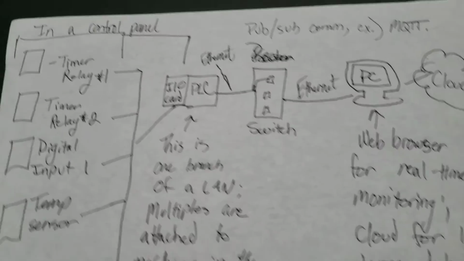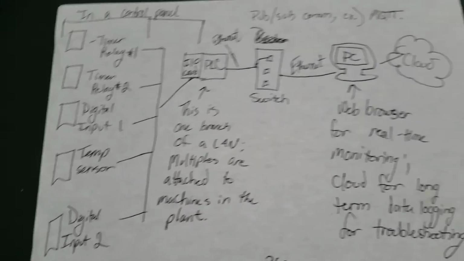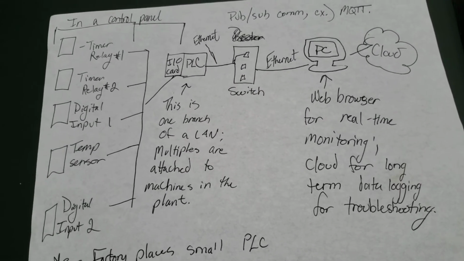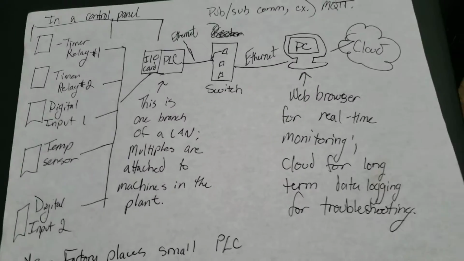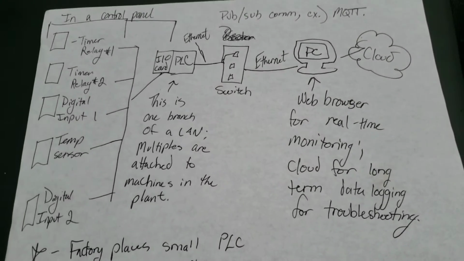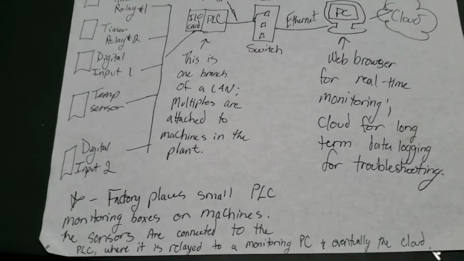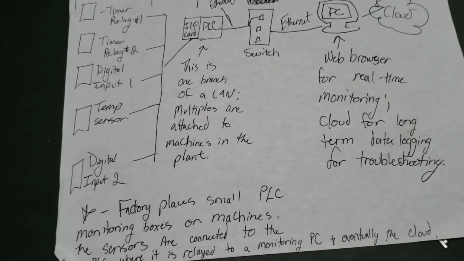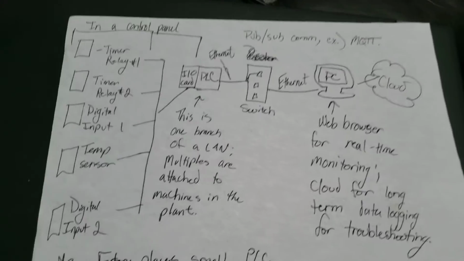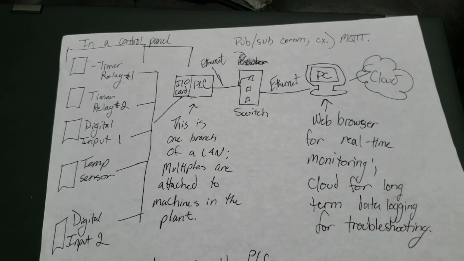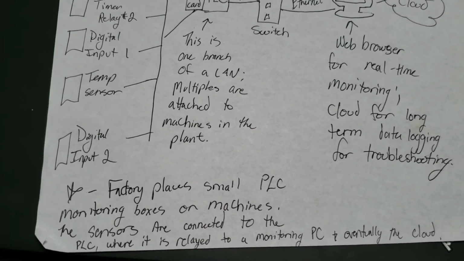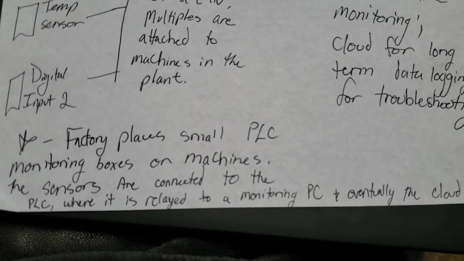And then we have a web browser, preferably one that is already integrated into the PLC, like OPC via Siemens. And then we have real-time monitoring, cloud, and then the cloud is for long-term data logging, for possibly long-term troubleshooting. Why is this machine down for this many minutes at this particular time during the day? Is this timer relay having an issue if it's not turning on? That's an example. And then that's my description down here.